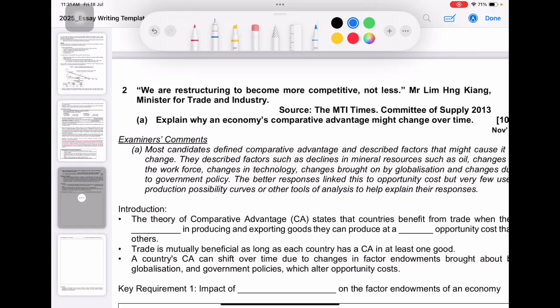Hi, good afternoon. So today's lesson I'm going through essay question 2. This question is an extension of what we learned in question 1.